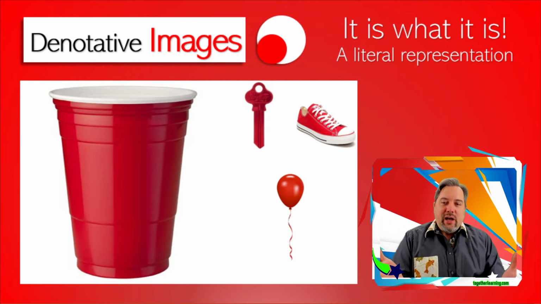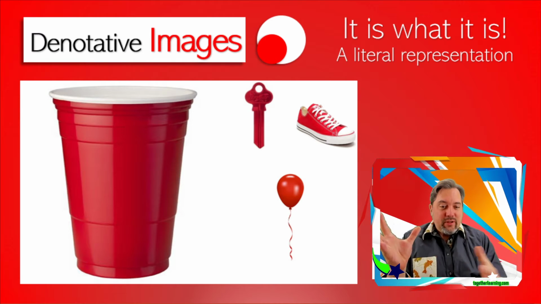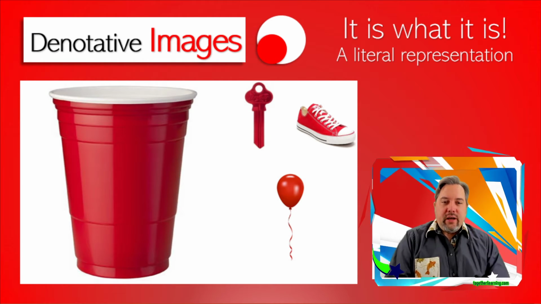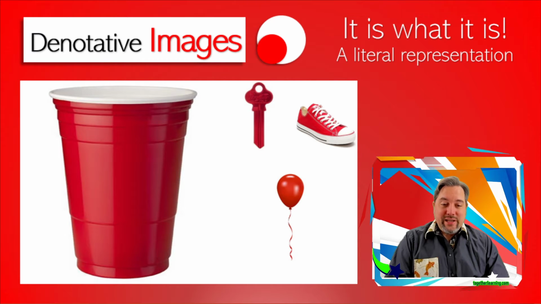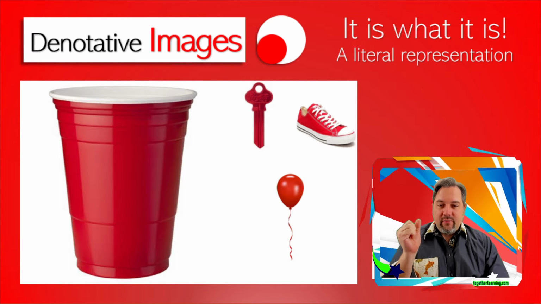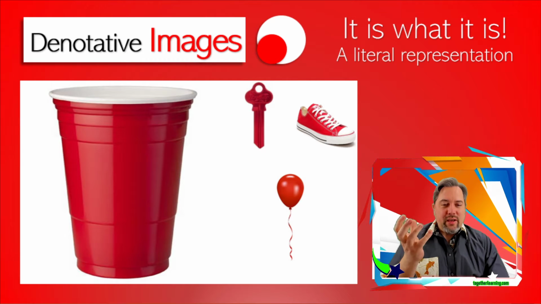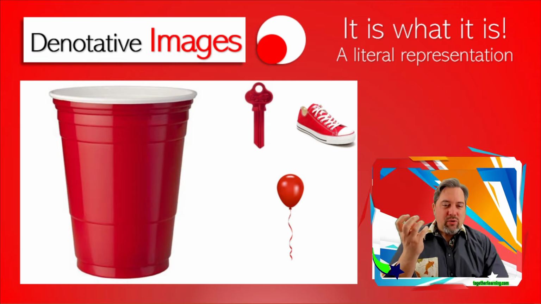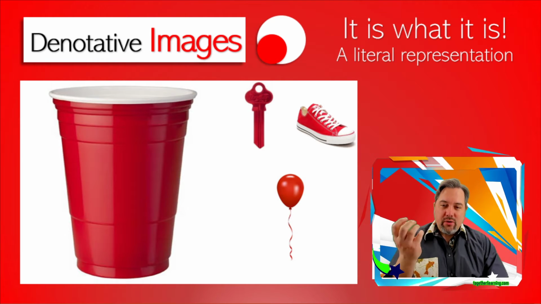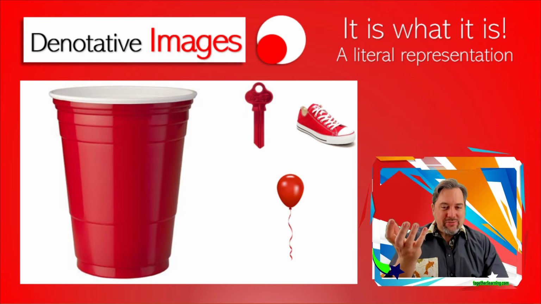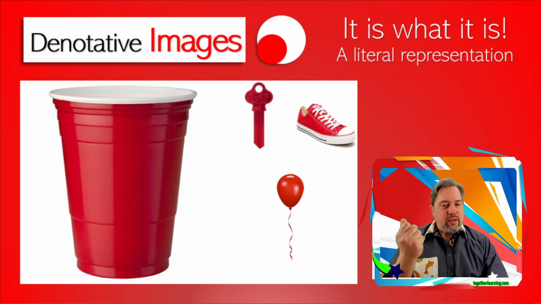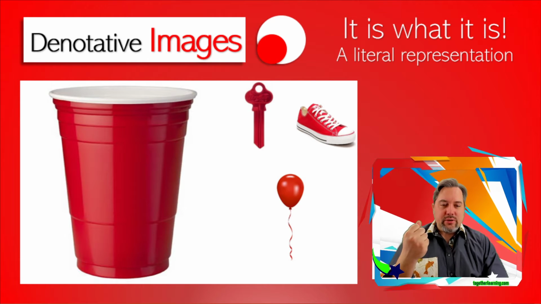So first, let's talk about denotative, and then we'll compare that with connotative. It's a literal representation. If you take some of these images to the side here, you have a cup, a key, a shoe, a balloon. And if you think about these things, just looking at these images, you don't really think about a whole lot else other than what the thing is, right? You see a picture of a cup, you think cup. See a picture of a key, you think key, balloon, shoe, etc.